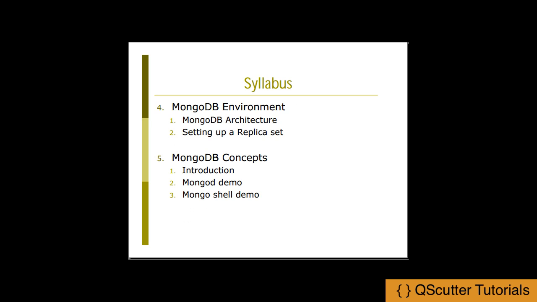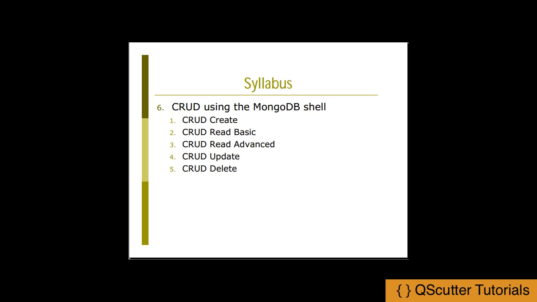Part 4 is the MongoDB environment, where we cover the MongoDB architecture and we set up a replica set. Part 5 includes MongoDB concepts, an introduction, a demo of Mongod and a demo of the Mongo shell. Part 6 is CRUD using the MongoDB shell. Part 1 is create, then we have read basic, read advanced, update and delete.